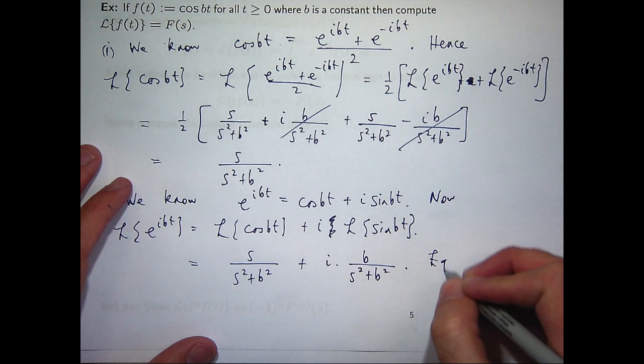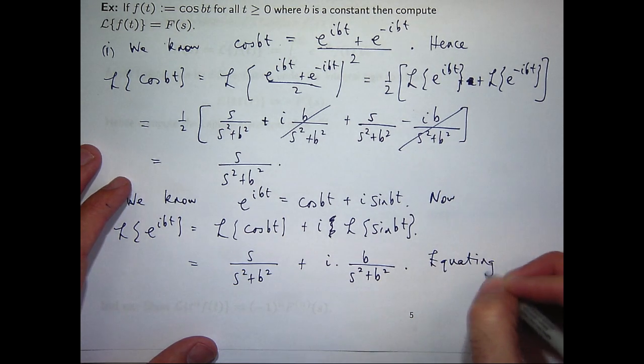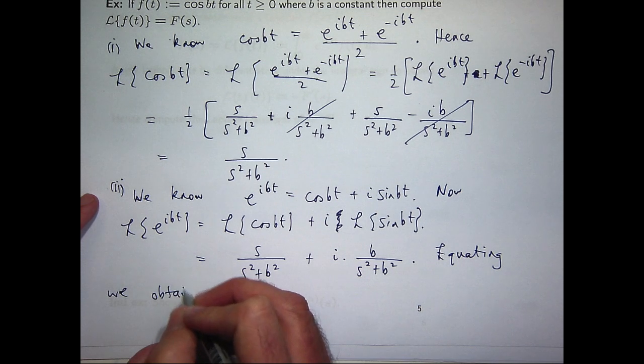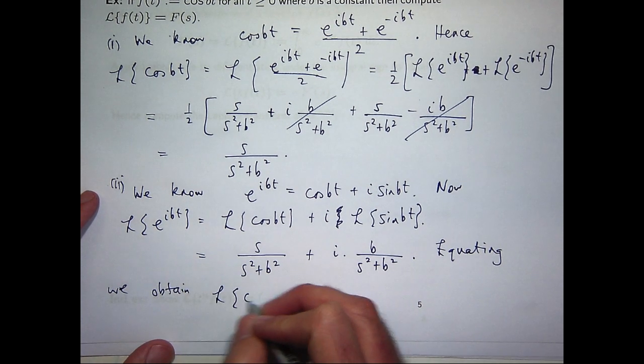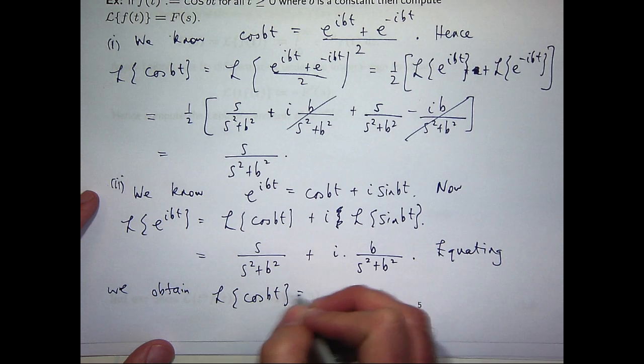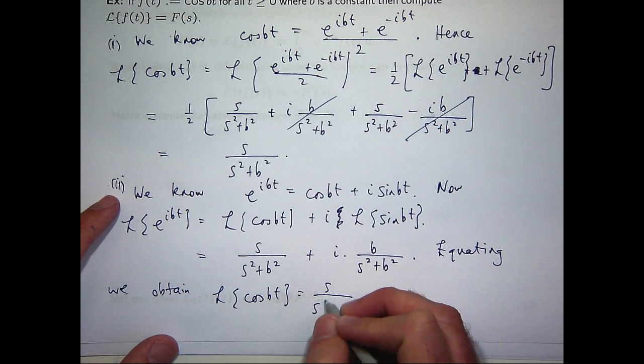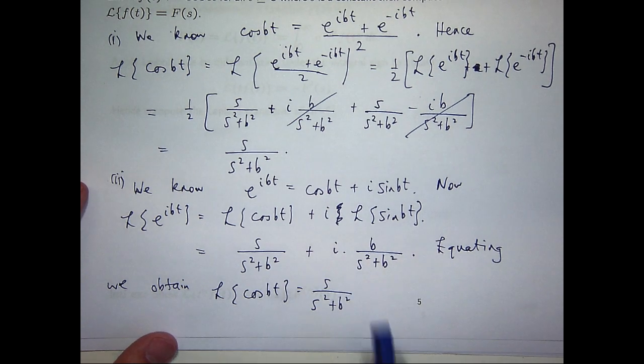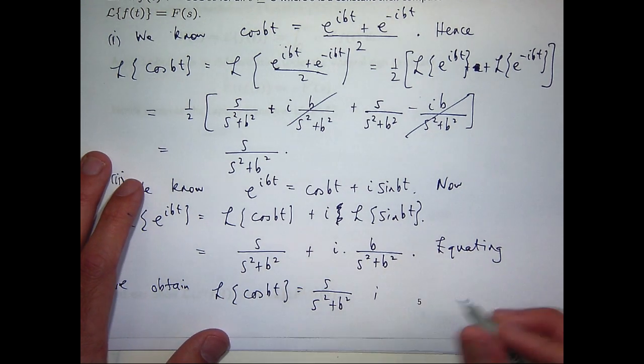So, equating the real and imaginary parts, we obtain the Laplace transform of cosine bt. And as a nice little bonus, we get the Laplace transform of sine bt.